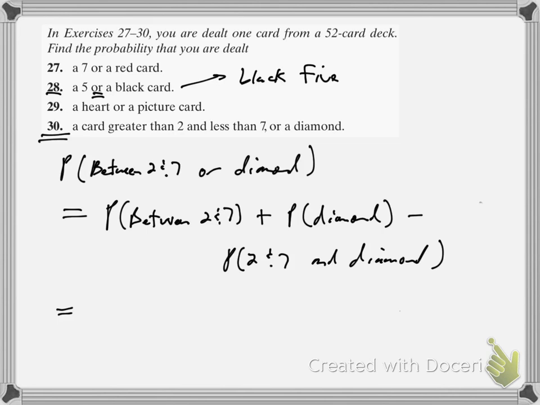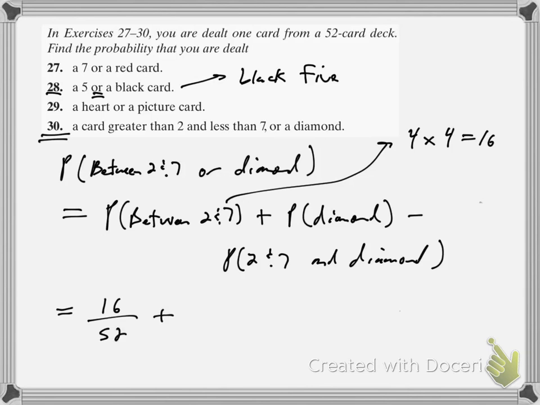Well, that'd be 3, 4, 5, and 6. So let's analyze this here. 3, 4, 5, and 6. So that's 4 number cards. Cards that have a 3, 4, 5, and 6 on them. And each of those numbers has 4 cards. There's 4 3s. There's 4 4s. There's 4 5s. And there's 4 6s. Okay, so there's 16 total between 2 and 7. So that'd be 16 out of 52.